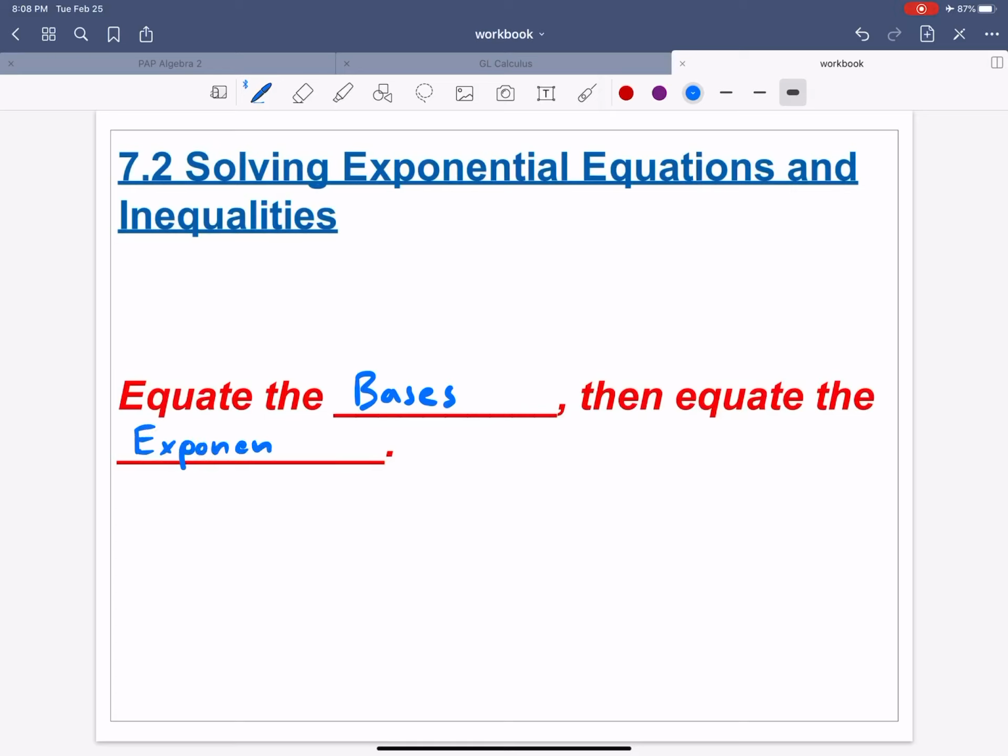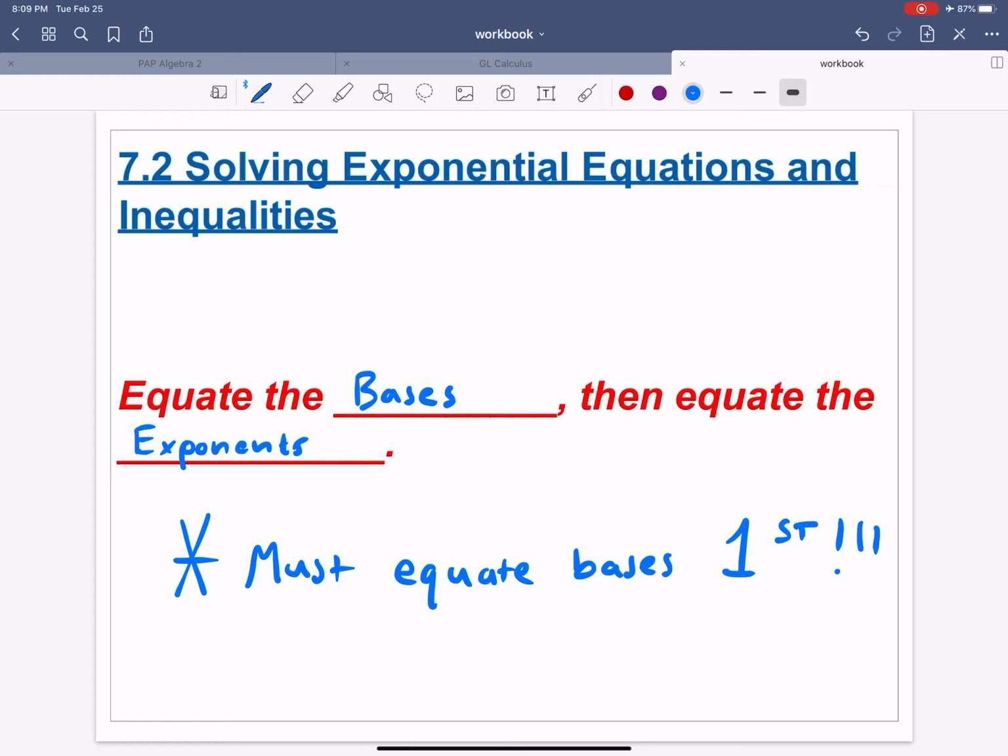It is really, really important, and I can't emphasize it enough, that you must equate bases first. You have to do that part first. It's critically important, three exclamation points important, that you equate the bases before you do anything else. If you can get the bases to be the same, that's what equate means, then equating the exponents is the easy part.